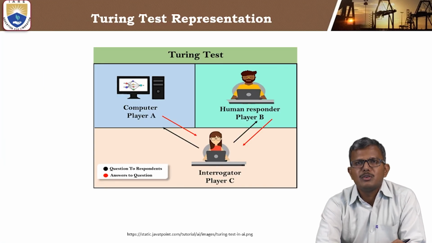This is the pictorial representation I have collected from a website, and I mentioned the reference of this picture also, from where I have taken. And this is a Turing test representation. As I mentioned, player A, player B, and player C. The interrogator will start asking the questions to player A and player B, and at the same time he has to get the responses from both the players. If player C, the interrogator, thinks that the answers given by player A are human, then we can say that the computer has exhibited a very good intelligence.